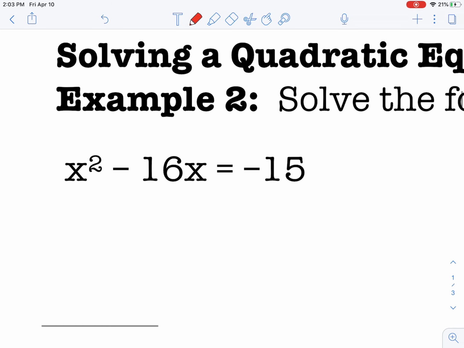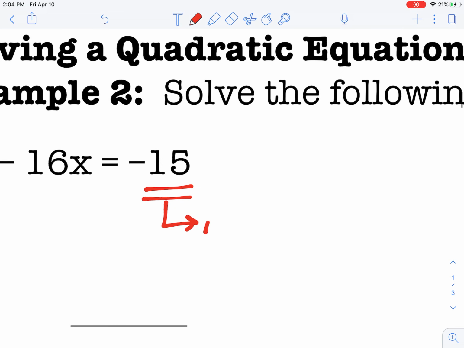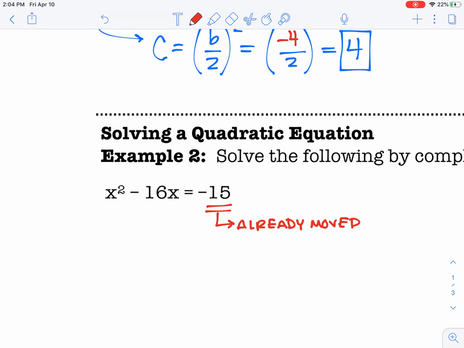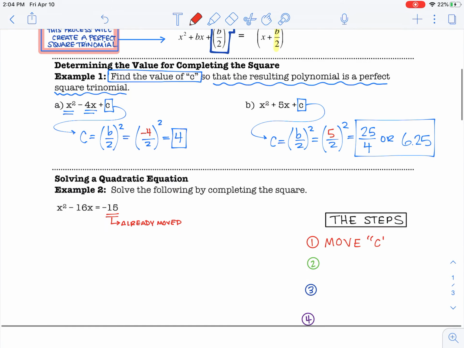So in this particular case, if you wanted to test this out, this number is not going to make these first two terms into a perfect square trinomial. So your goal is to move it over to the other side. In this particular case, it is already there. When we get to example 3, you'll get a chance to see what that looks like when we actually have to move it. So that's step 1.